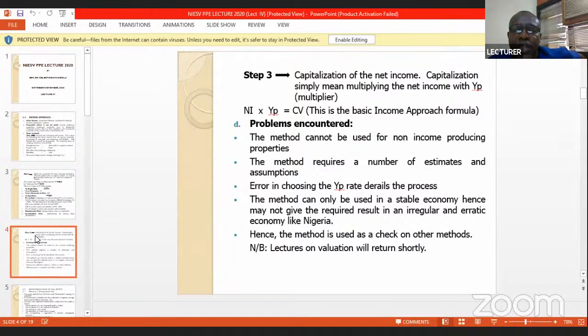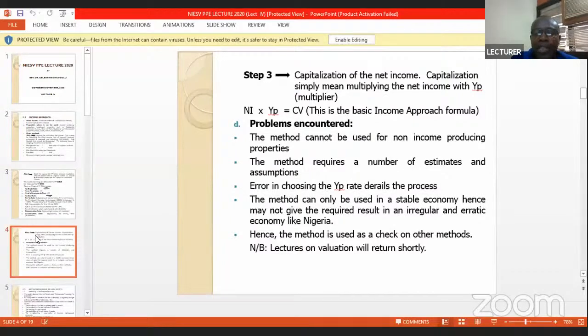The first one is that the method cannot be used to value non-income producing properties. Once a property is not income producing, it is difficult to use this method to value it. So one of the underlying principles is that this method is used to value properties that are income producing, properties where there is rent passing.